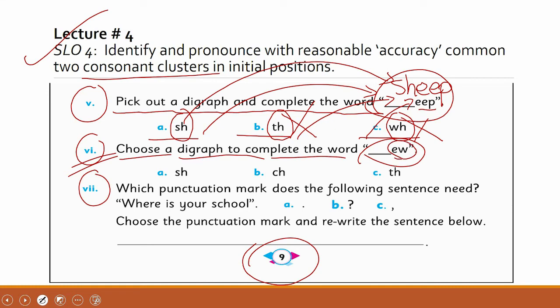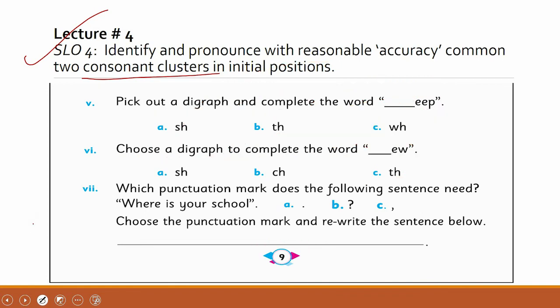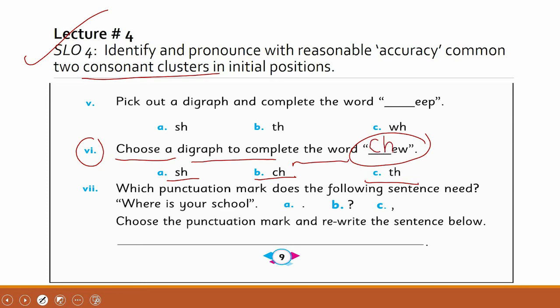Number 6. Choose a digraph to complete the word: dash ew. Again 3 options. Sh, ch, th. Let's try all the given options. Chew, chew, thew. Again, choose a digraph to complete the word. Shew, chew, or thew. And the option is chew. Chew means to eat, to chew something in your mouth.